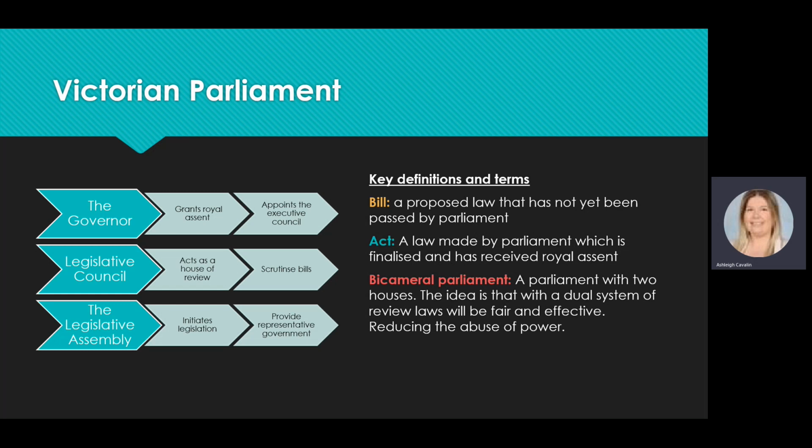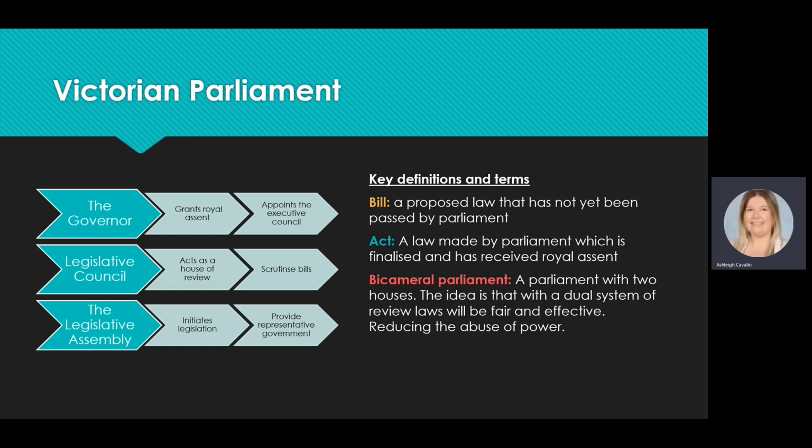The lower house is the Legislative Assembly. The upper house is the Legislative Council, and we have the Governor. You can see the roles there are slightly different, so you can't just memorise the exact same for Commonwealth Parliament and Victorian Parliament. While the lower house, the Legislative Assembly, does initiate legislation, much like its Commonwealth counterpart, instead of saying it's the People's House, another thing that you can say is that it provides a representative government.